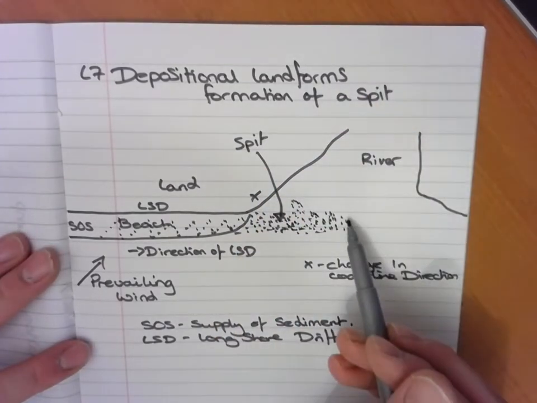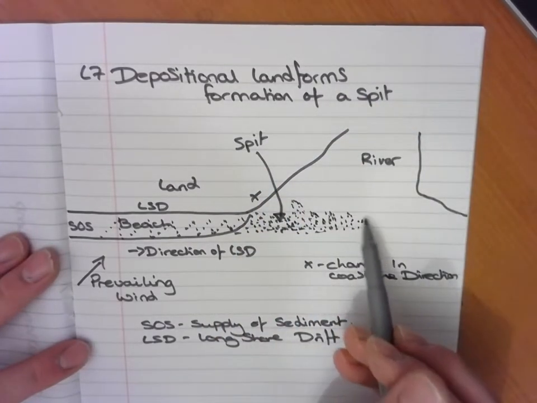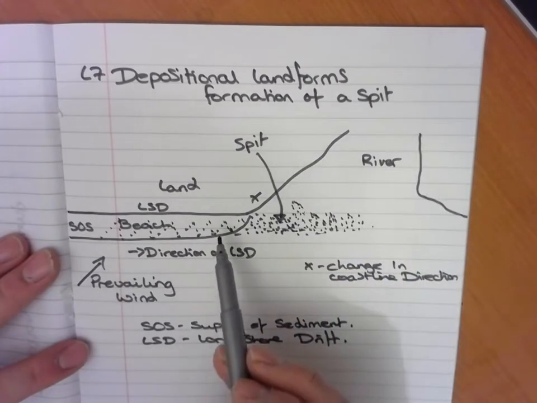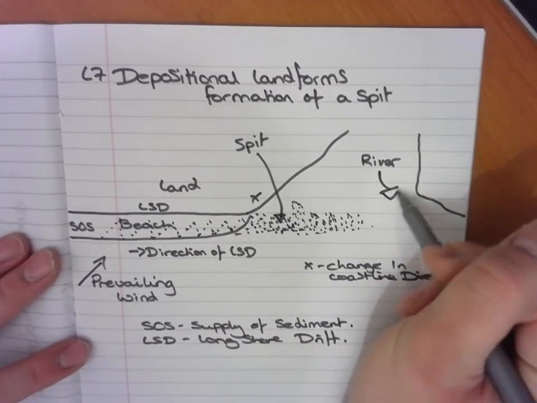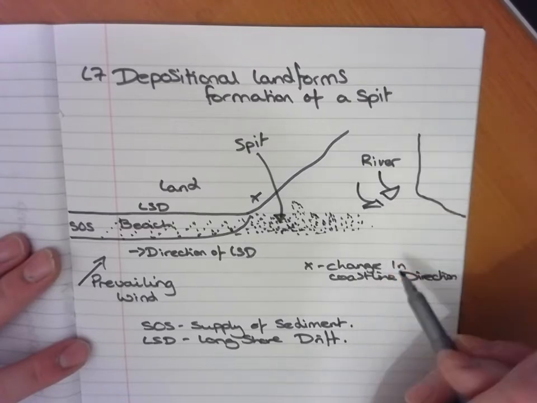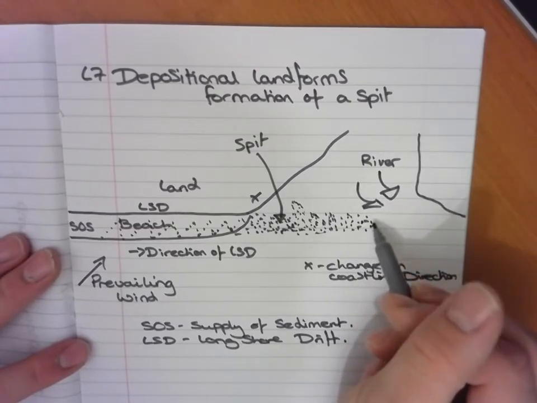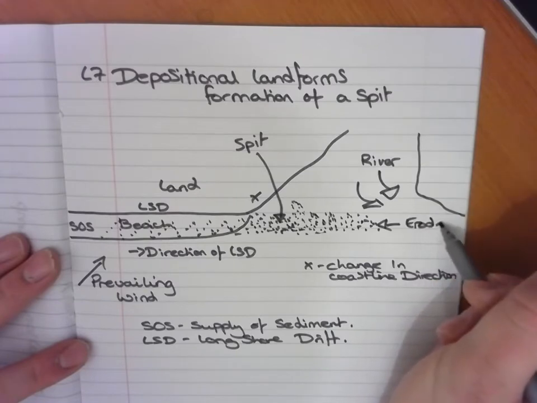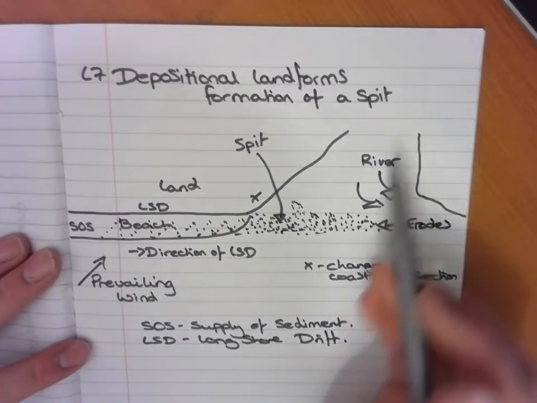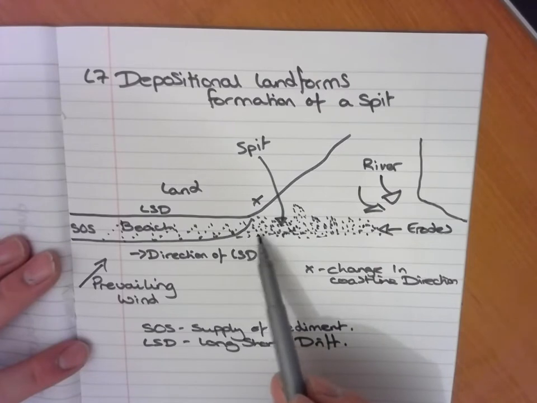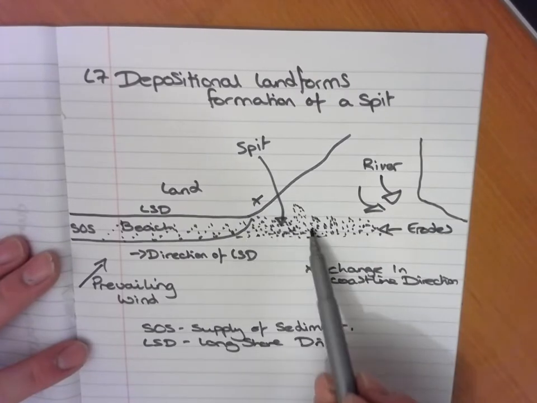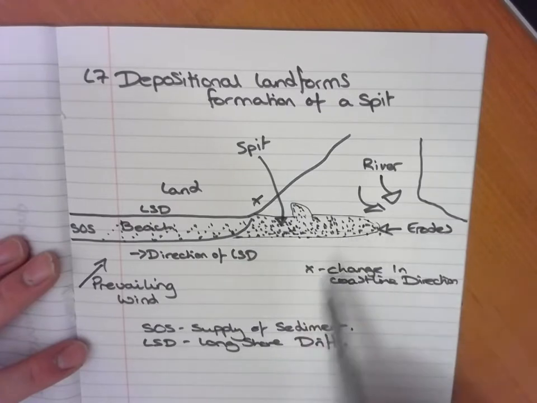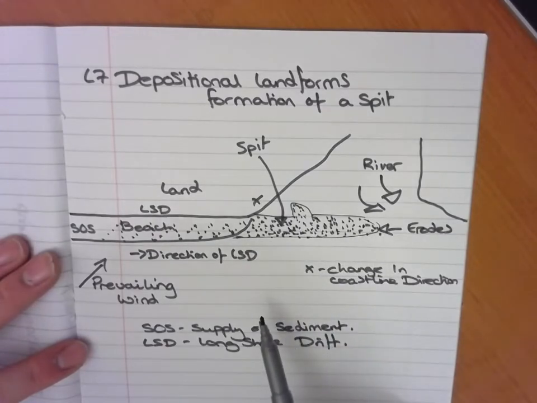Now the reason why the sediment, for the purpose of this diagram, doesn't connect both pieces of land is because of the flow of the river water, which erodes the end of the spit. Now, if there was not a river here and this was heading out towards sea at a change of coastline direction, you will still see the end of the spit eroded as it goes out into deeper water.